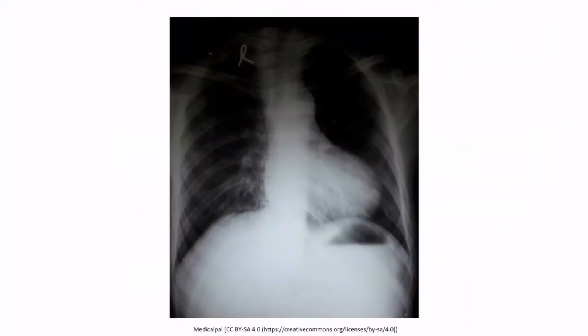The last thing you need to know about tetralogy of Fallot is that it's associated with a boot-shaped heart that can be seen with a chest x-ray. Notice from the image that the cardiac silhouette is shaped kind of like a boot. This occurs because of right ventricular hypertrophy. As the right ventricle enlarges, we can see an enlargement right here, which makes the heart have a boot-like appearance when viewed with an x-ray.